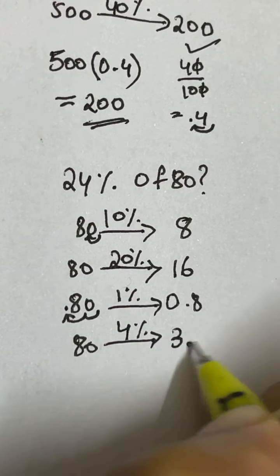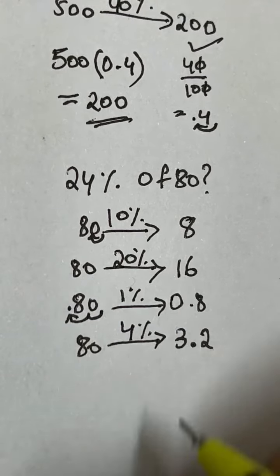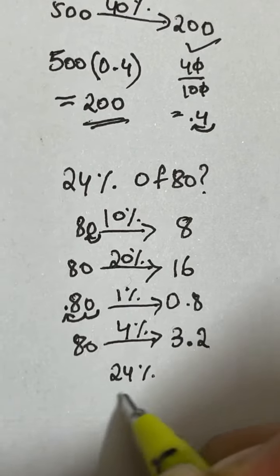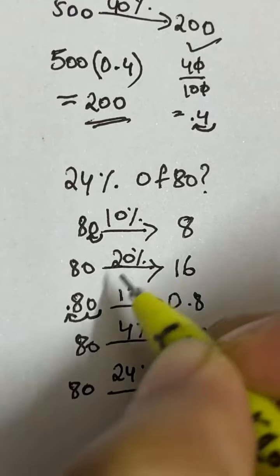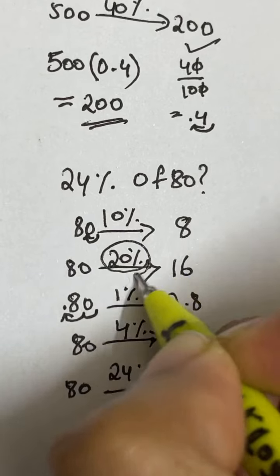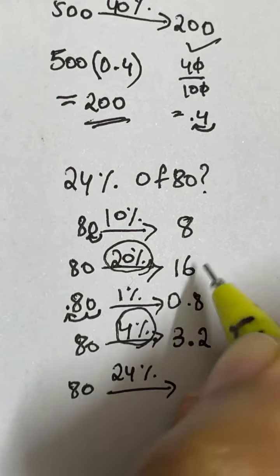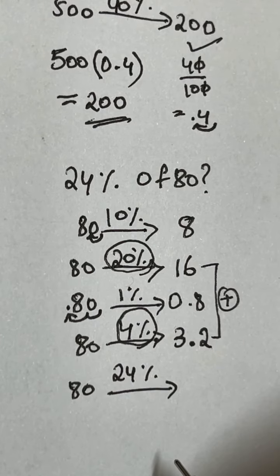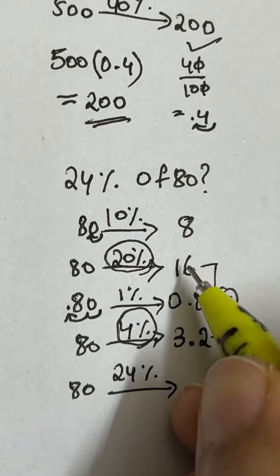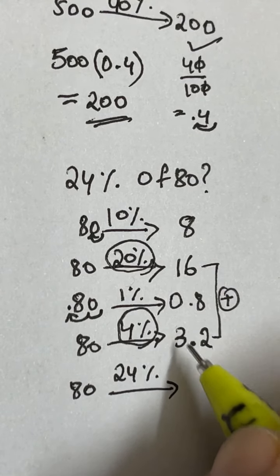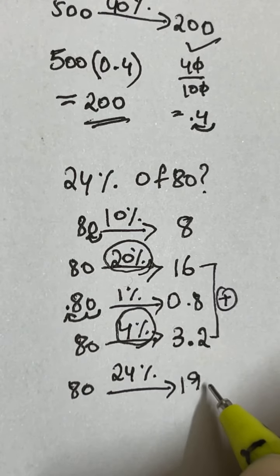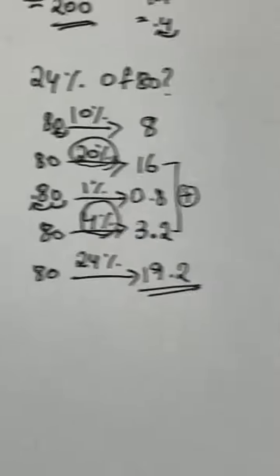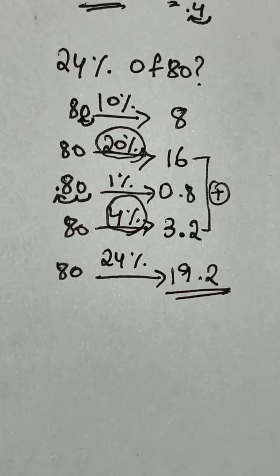So your answer is 3.2. Okay, so now we need 24%. What would be 24% of 80? So that's just adding up 20% and 4%. That means 16 plus 3.2. 16 plus 3.2 gives us 19.2. So the answer is 19.2. Okay. That's how you solve it without a calculator.